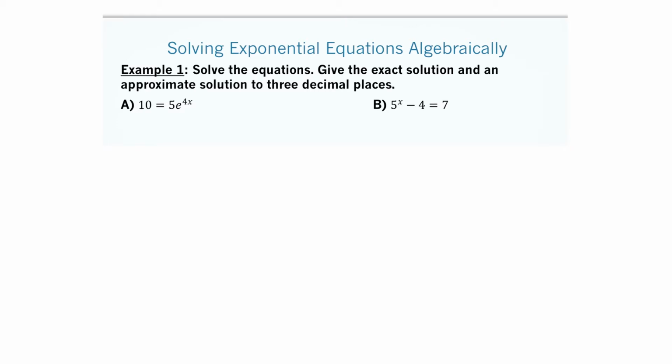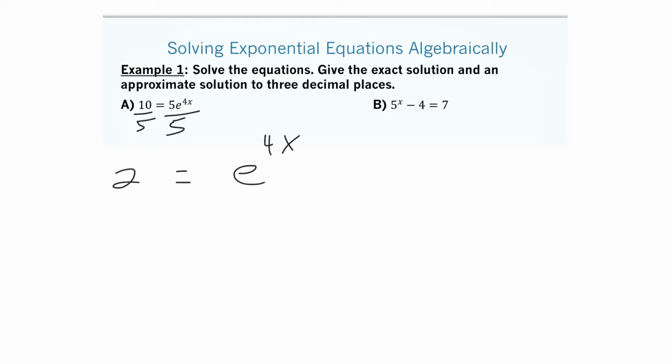So the goal here is to solve for this variable out front. In order to do that, we have to isolate e raised to the 4x, and then we can use inverse properties to get rid of the e. But the first thing we have to do is get rid of 5 on both sides. So divide both sides by 5. 2 equals e raised to the 4x.